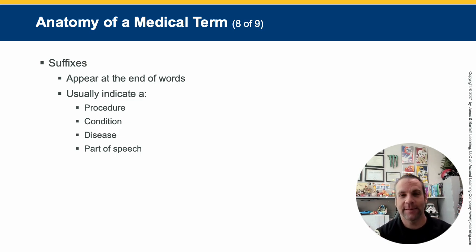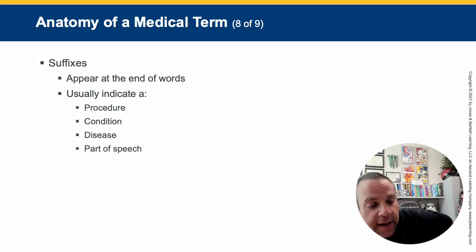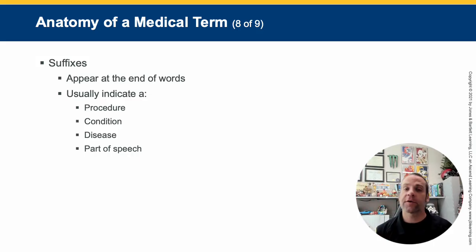One of the most common is going to be the suffix -itis, okay? And that refers to inflammation. An example would be arthritis. So arth is referring to joints. So when you add that suffix to it, arthritis, it's inflammation of the joint.